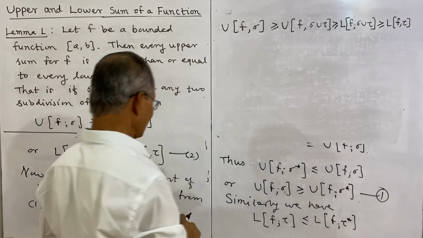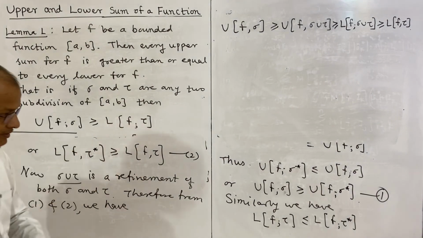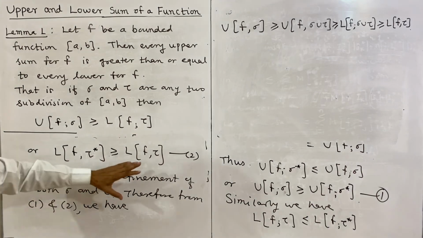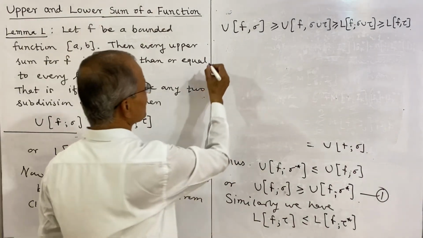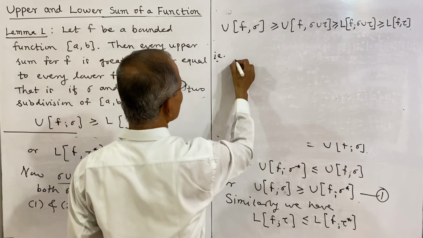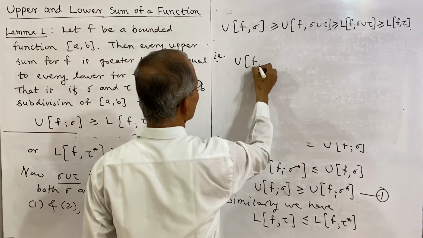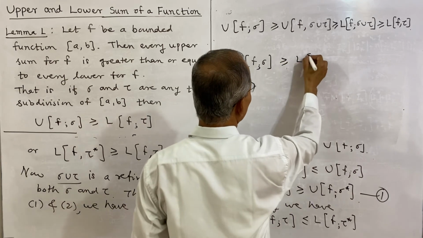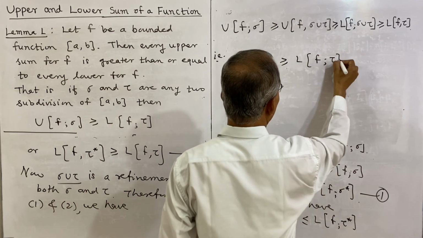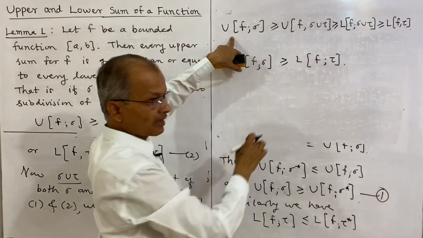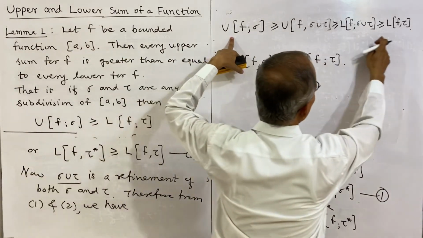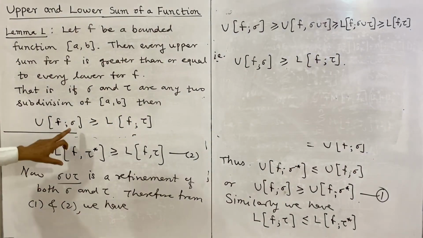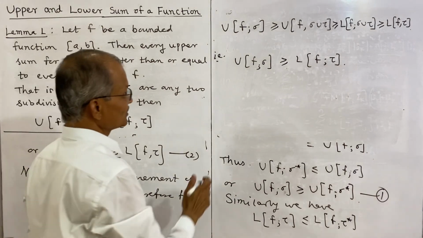So, thus combining 1 and 2, starting with this and replacing sigma star by sigma union tau, we get the result by combining these. That is, the upper sum of f on sigma is greater than or equal to the lower sum for f on tau. The first expression is greater than or equal to the last expression. These are the middle refinements we have written, and this is what we wanted to prove. So, this proves the lemma.